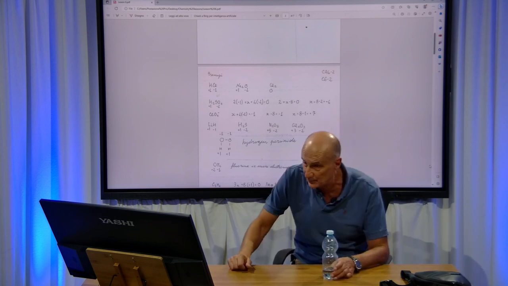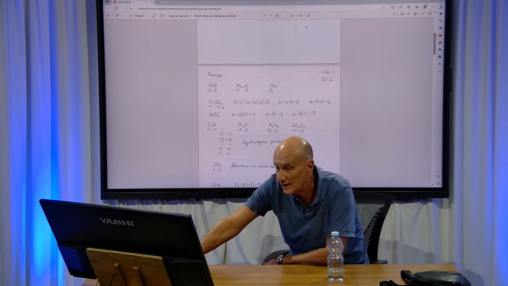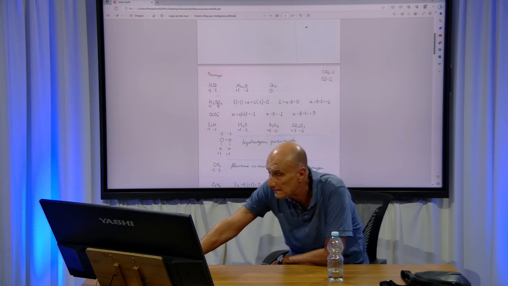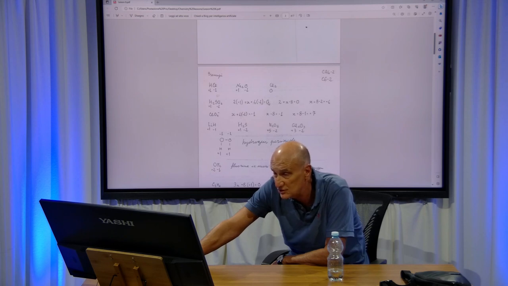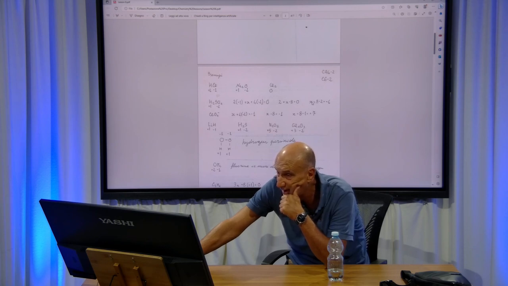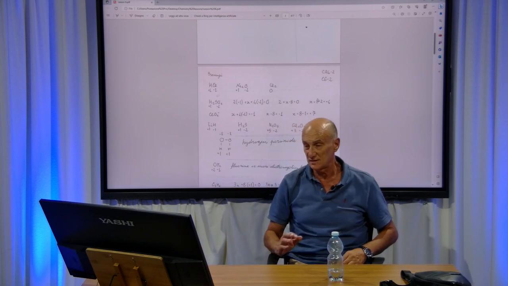Here we have another example. As an example, look at this. We have sulfuric acid, plus 1 the hydrogen, minus 2 the oxygen. We have 2 that multiplies plus 1, plus X, which is the oxidation number of sulfur, plus 4 oxygen atoms that multiply minus 2, equal to 0. In solving this easy first degree equation, we obtain that X, namely the oxidation number of sulfur, is equal to plus 6.